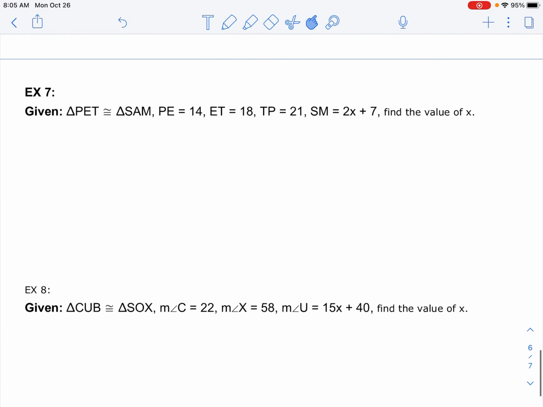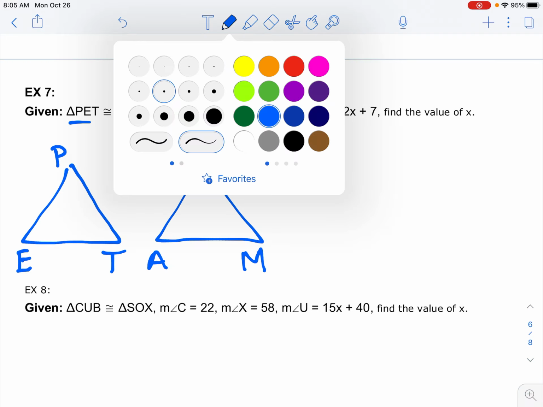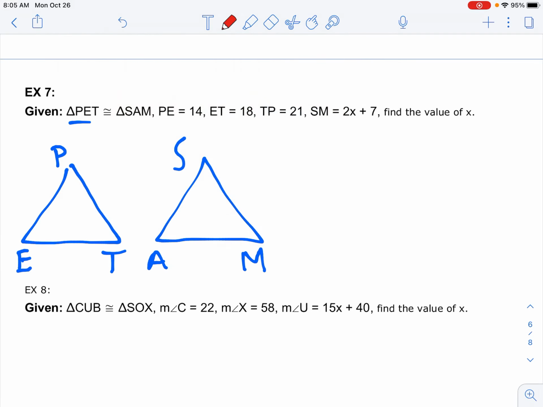Okay, let's go ahead and draw one and look at solving a couple problems. Triangle PET goes with triangle SAM. They are congruent. I'm going to label PET, and I'm going to draw triangle SAM. Again, I'm going to label it in a consistent order with the same pattern so that I can mark my picture. Now you'll notice this picture is giving us sides, so we want to go ahead and mark sides in this to figure out what's equal to each other.